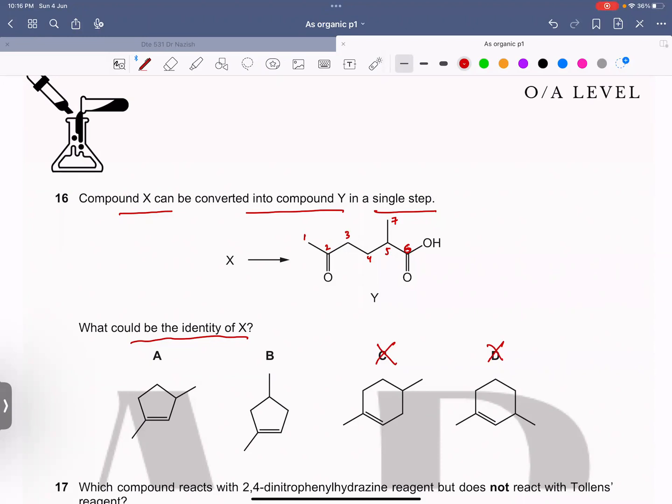Now, let me do the numbering in this way, because when we are putting the name, carbon number 1 is the one which is the carboxylic acid. So 1, 2, 3, 4, 5, and 6, and the seventh one is this. So the branch is on the second carbon.